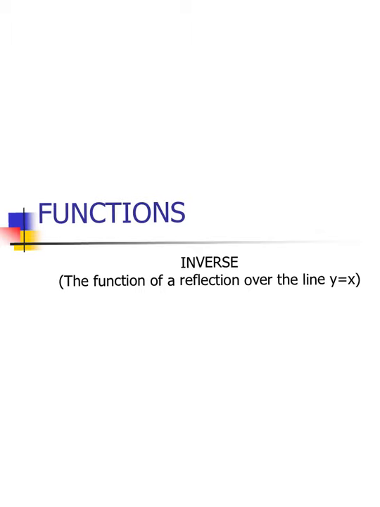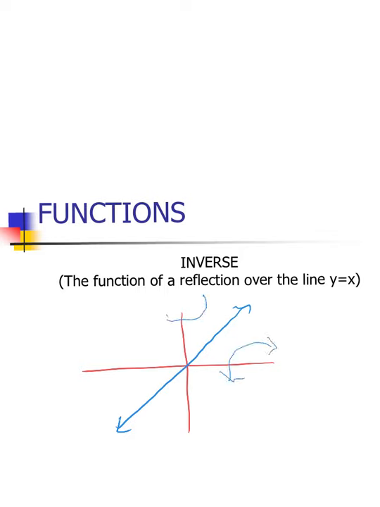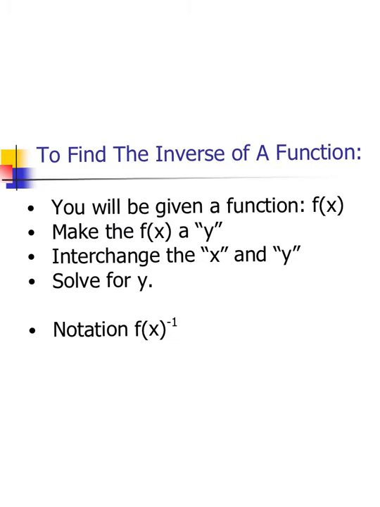Now an inverse is basically the function of a reflection over the line y equals x. So if you look at a piece of graph paper, the line y equals x is this line right here, that perfect diagonal. And the inverse is just when we reflect something from over here, if we have some kind of a function, and we reflect it over there.